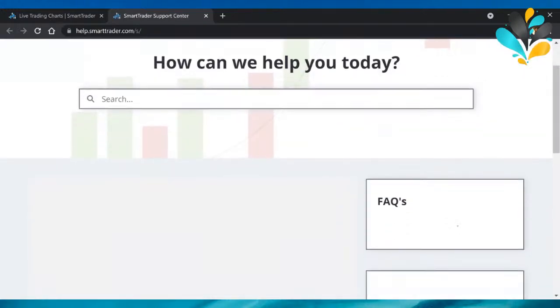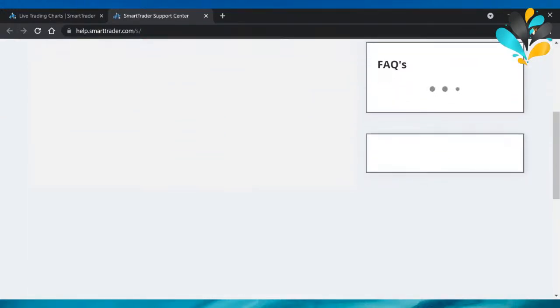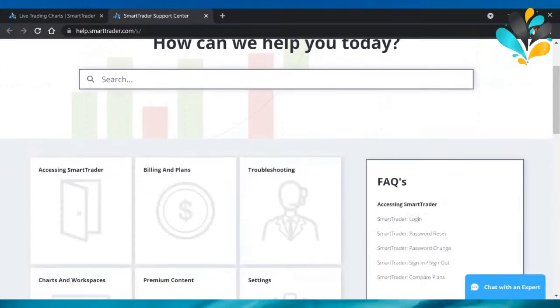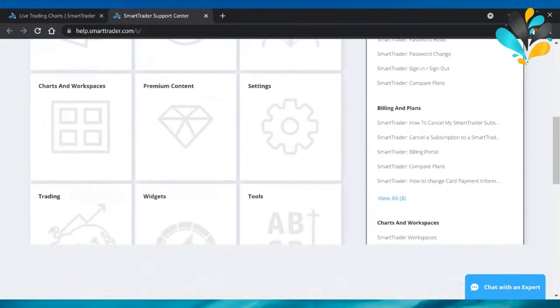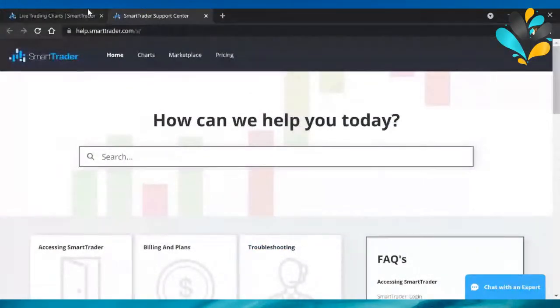Next, if you have any questions, then there is a Smart Trader Help Center and Support Center. So you can go here to ask questions or learn more about how to use Smart Trader.